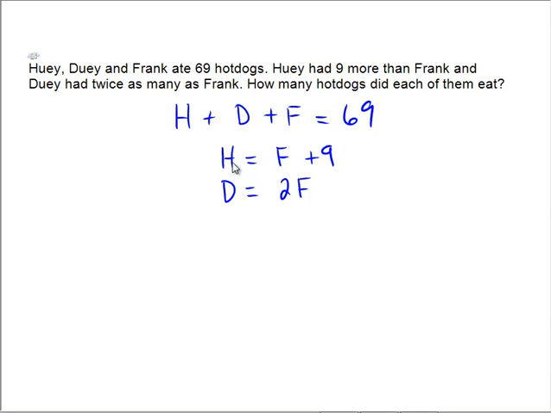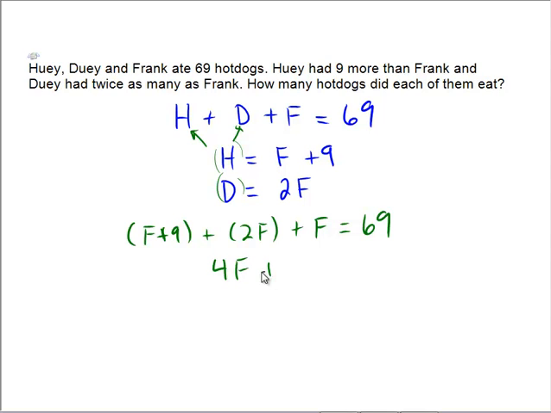So if we take the h and the d that we have here and substitute them into the upper equation, we end up getting f plus 9 added to 2f added to f is 69. F: 1, 2, 3, 4, looks like a total of 4f plus 9 equals 69. Subtract 9 from both sides, 4f equals 60, and therefore after dividing by 4 it looks like Frank had 15 hot dogs.